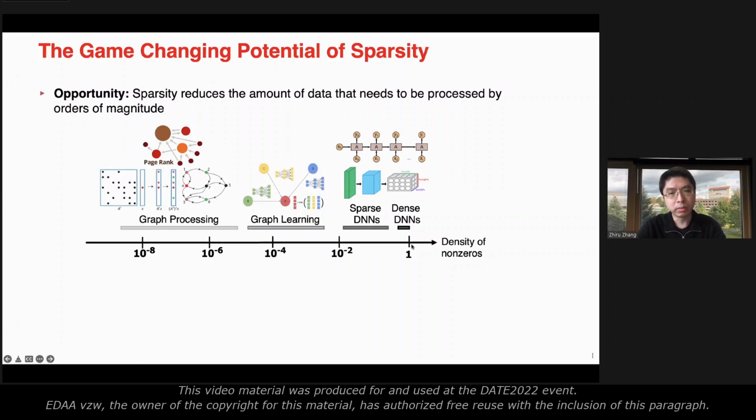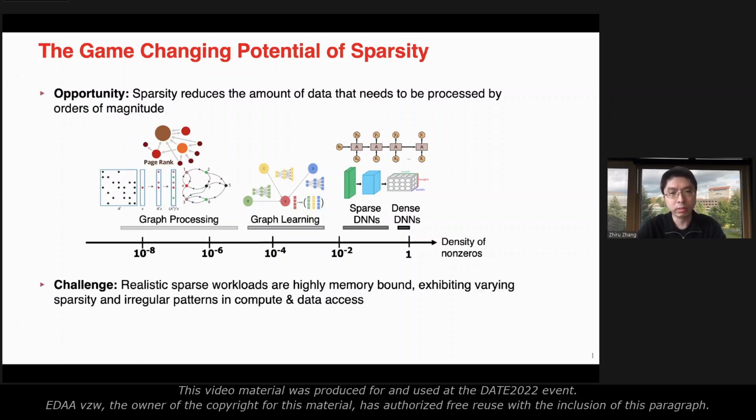But there are also many challenges to enable efficient and fast sparse processing. If you look at many of these workloads, and here I'm just listing some of the common ones, like deep neural nets, graph learning, graph processing, and these days people are even converting genomics workloads to the sparse domain, they are often highly memory bound, they have varying degrees of sparsity, and they have unstructured patterns in compute and data accesses. So these are the challenges.